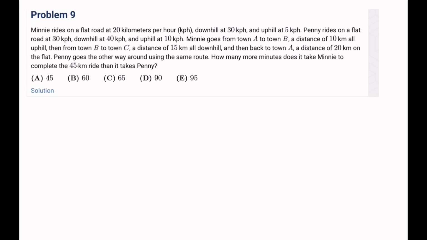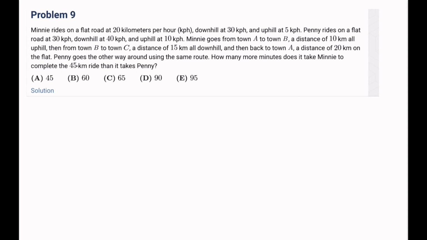Number 9. Minnie rides on a flat road at 20 kilometers per hour, downhill at 30 kilometers per hour, and uphill at 5 kilometers per hour. Penny rides on a flat road at 30 kph, downhill at 40 kph, and uphill at 10 kph. So Minnie goes from town A to town B, a distance of 10 kilometers, all uphill, then from town B to town C, a distance of 15 kilometers, all downhill, then back to town A, a distance of 20 kilometers on the flat. Penny goes the other way around using the same route. How many more minutes does it take Minnie to complete the 45-kilometer ride than it takes Penny?